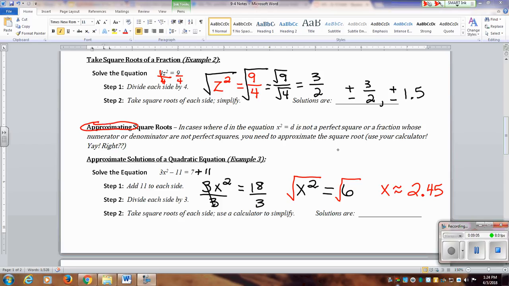Sorry about that terrible circle. So you need to use the little squiggly lines. So your approximate solutions are, so x approximately equals plus or minus 2.45. Do not forget the positive and negative root.